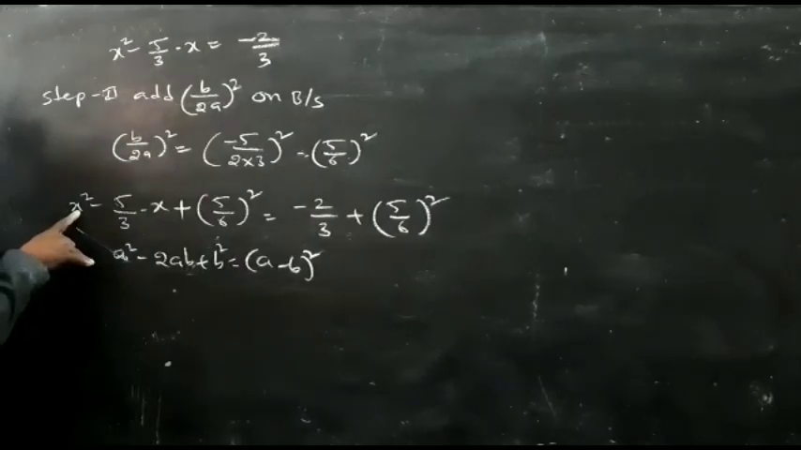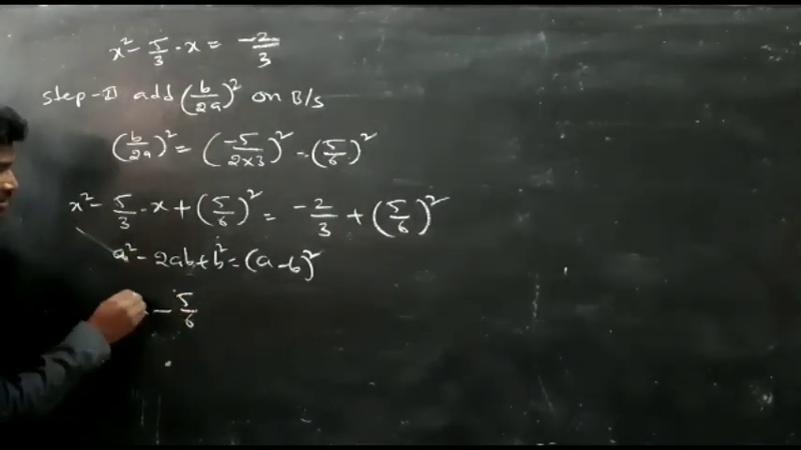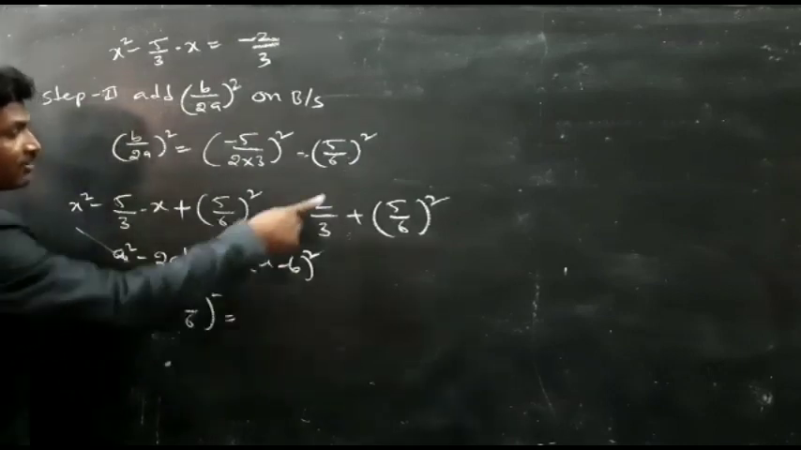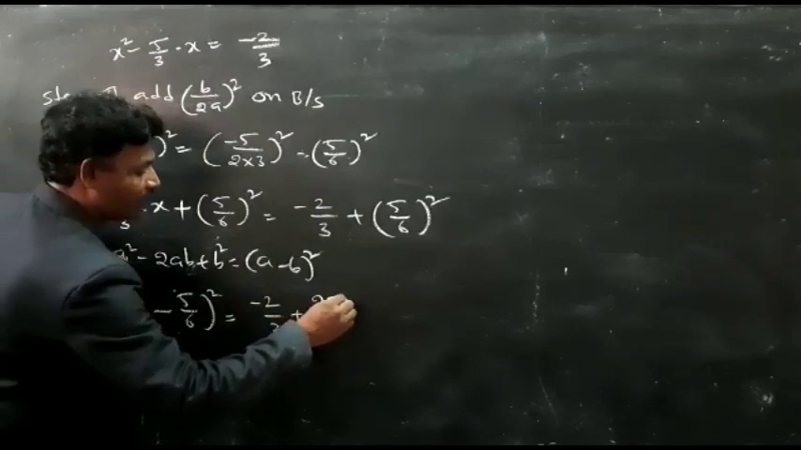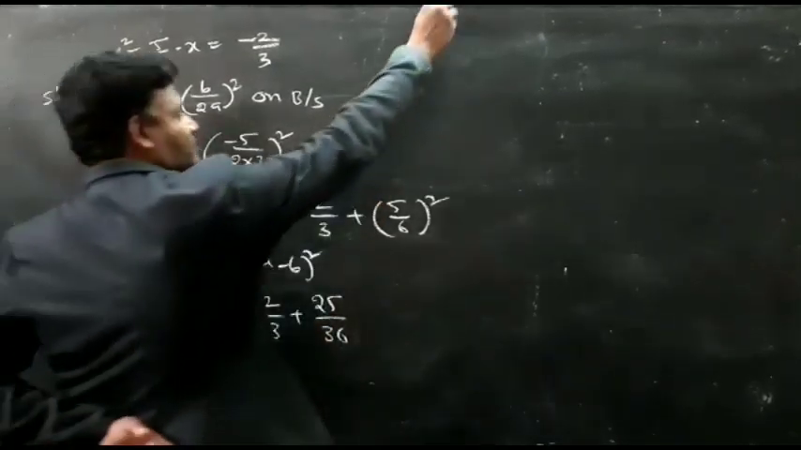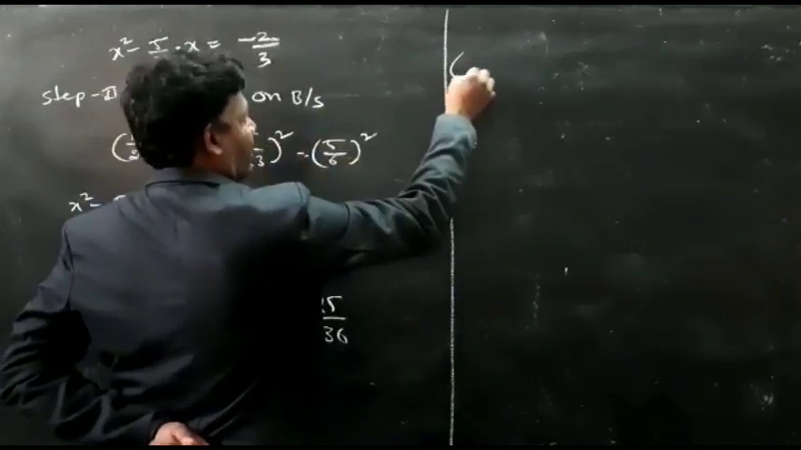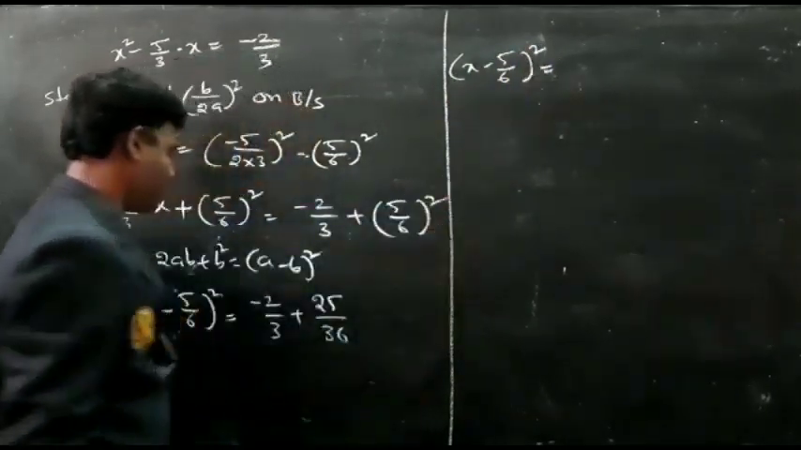What is the meaning of a here? x. And b is 5 by 6. So x minus 5 by 6 whole square is equal to minus 2 by 3 plus 25 by 36.